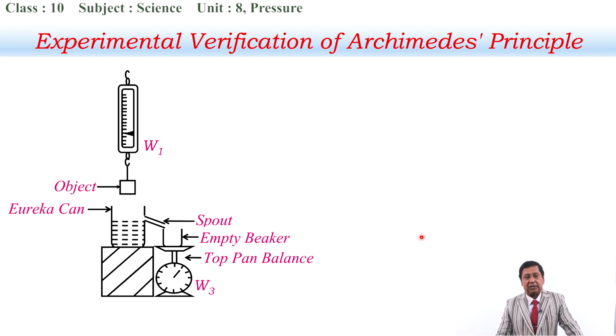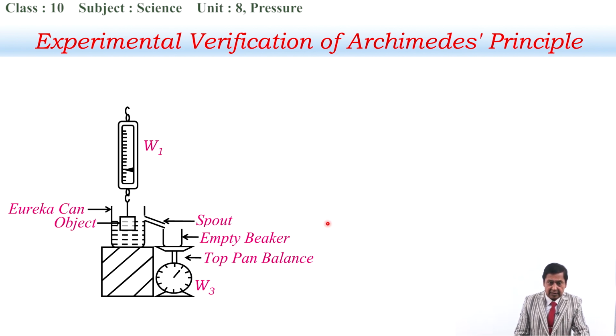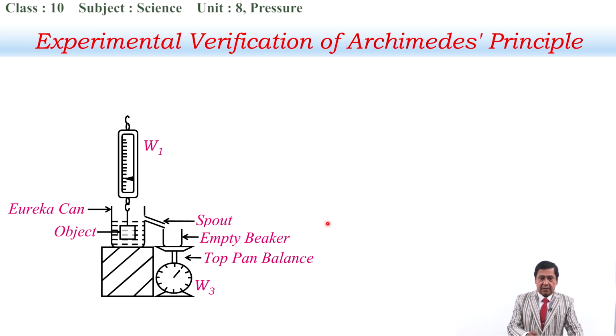Till now we have taken two values: the weight of the body in air, W1, and the weight of the empty beaker, W3. Now I am going to immerse this body into this water. Look at this. If we immerse it into water, then what happens? Then the weight doesn't remain W1, because it reduces.